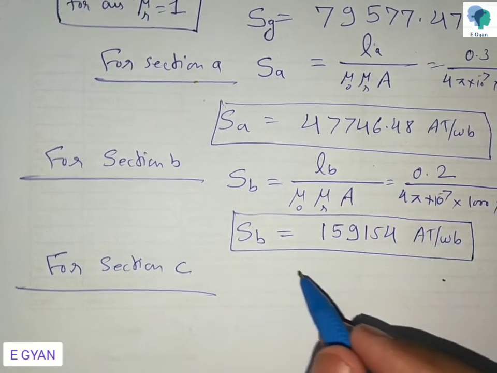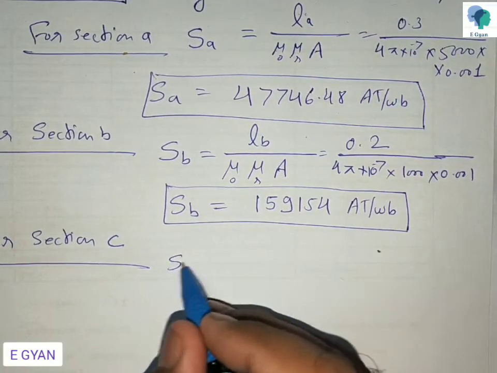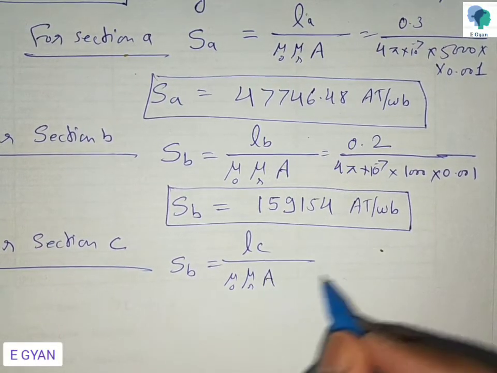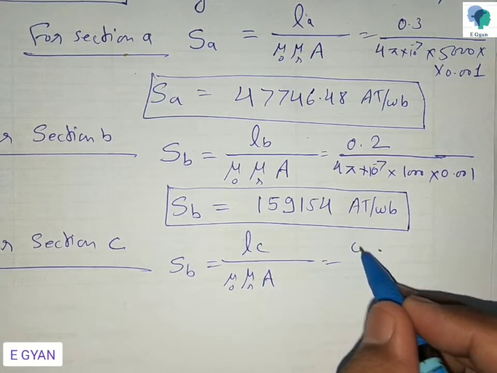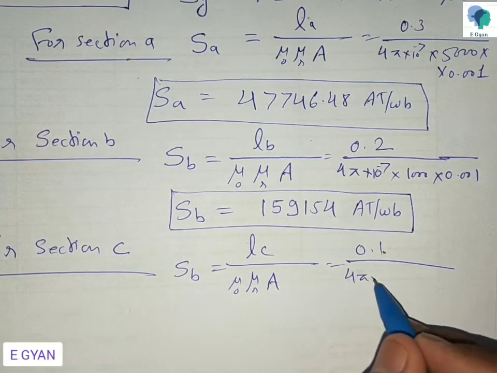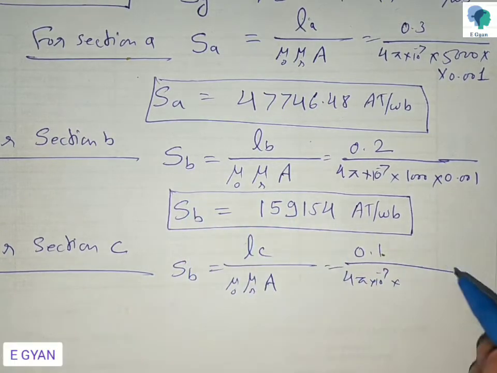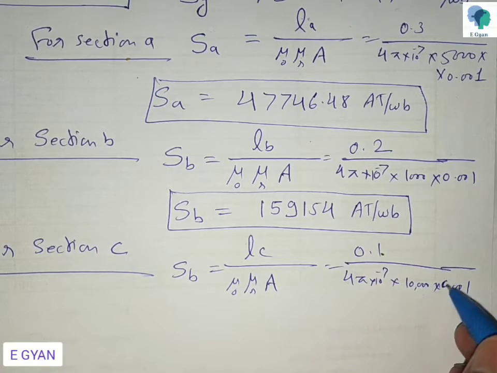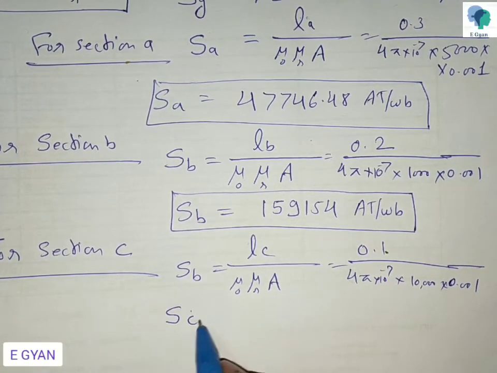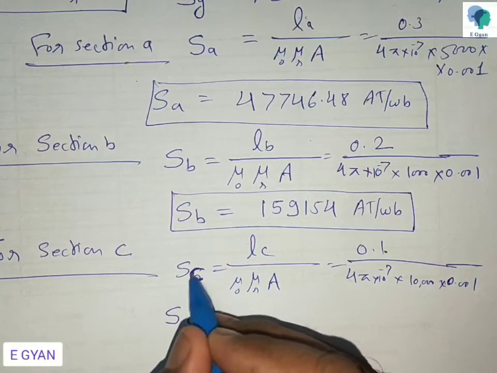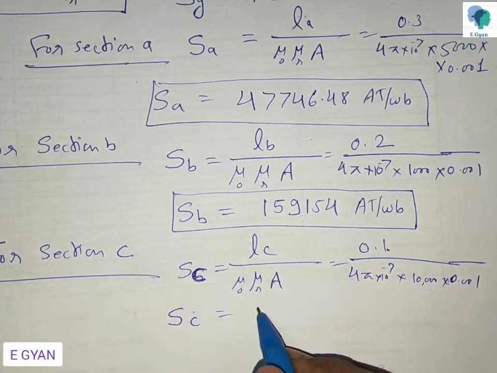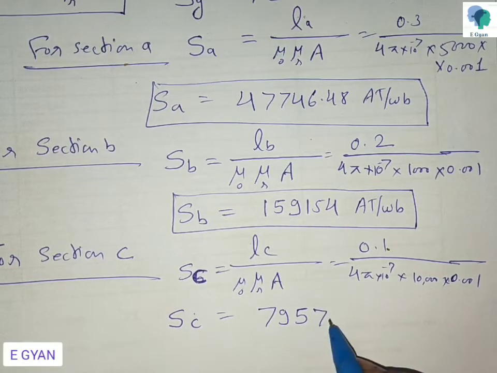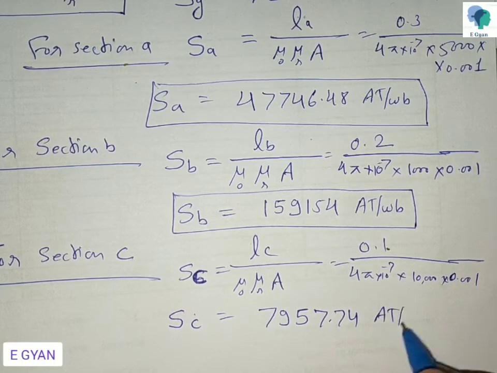Now we can calculate for section C. Same method, same formula. There is nothing new. It will be L_C upon mu 0 mu r A. Substitute the values. L_C is 0.1, mu 0 is 4 pi into 10 to the power minus 7. Mu r for C is given as 10,000 and area is 0.001. Calculate it. So for S_C, it is coming out to be 79,577.4 ampere turn per Weber.